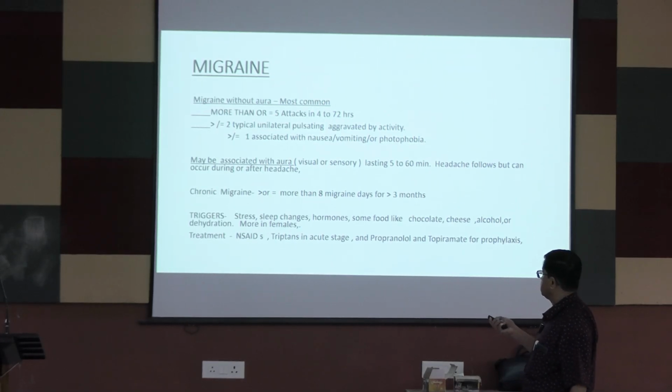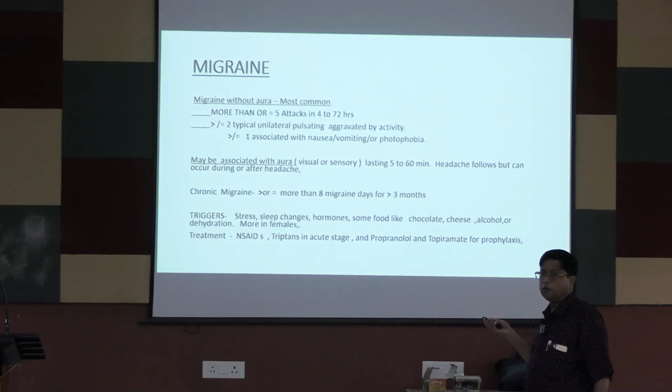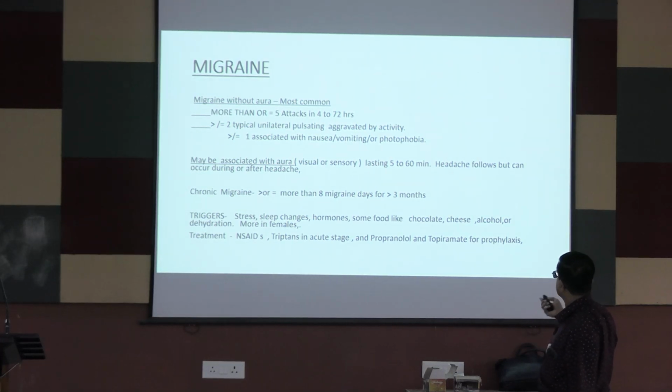Triggers: stress is a trigger, sleep changes, hormonal changes, some foods like chocolate, cheese, very important, chocolate, cheese, alcohol, and dehydration, and more in females. So these are very important for your treatment, for writing the treatment also. In treatment, you should avoid these foods that cause it, cheese, alcohol, and the patient must not be dehydrated. More in females. Treatment is NSAIDs, non-steroidal anti-inflammatory drugs.